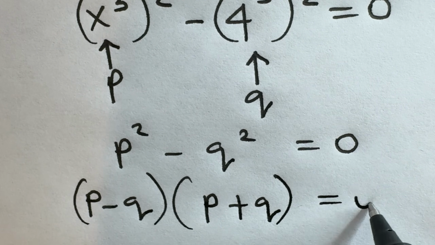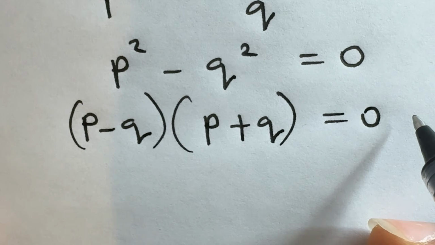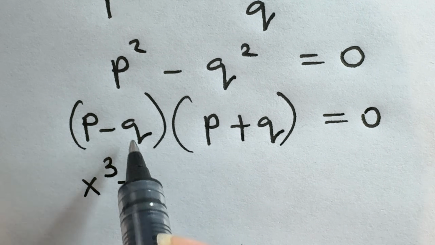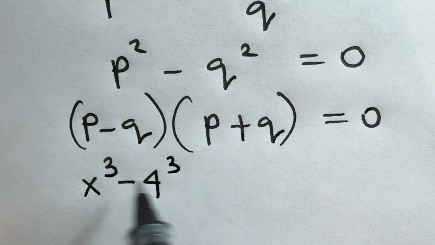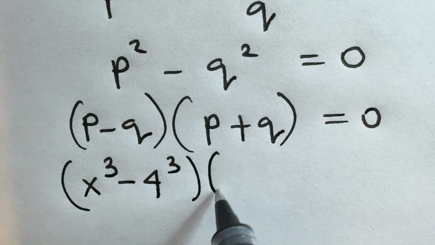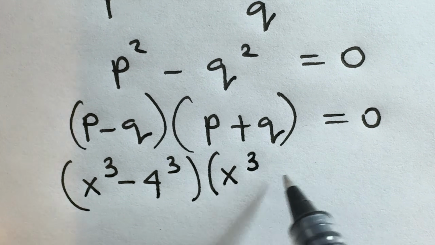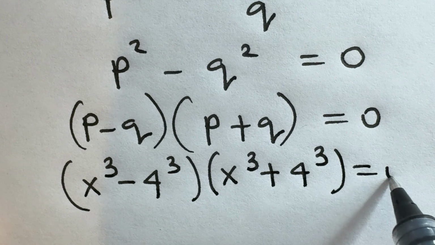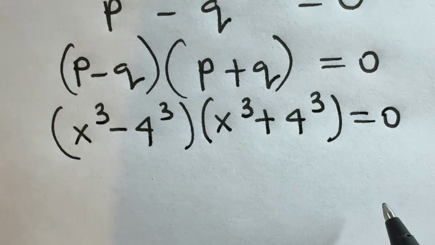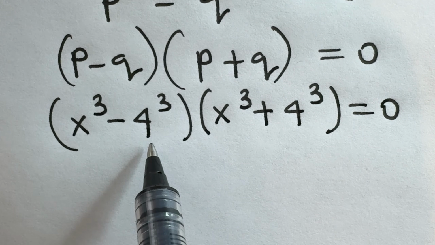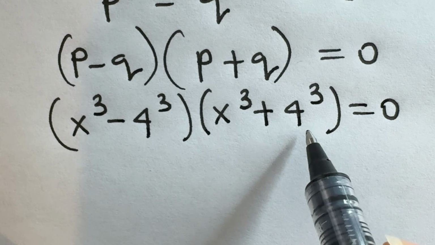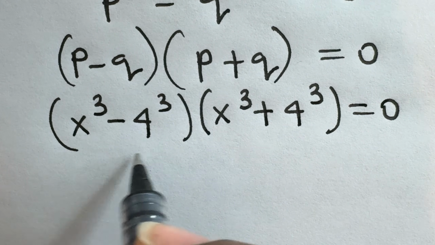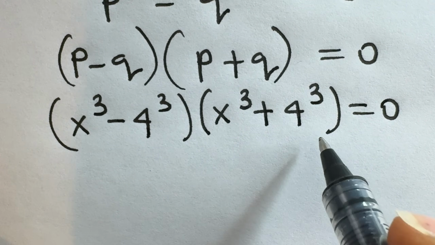is equal to 0. So I'm going to go ahead and put back the substitution. This was x raised to power 3. Then q is 4 raised to power 3. x raised to power 3 minus 4 raised to power 3, times x raised to power 3 plus 4 raised to power 3 is equal to 0. The first one is difference of 2 cubes, while this is addition of 2 cubes. So we have two brackets, so it's either this is equal to 0 or this is equal to 0.